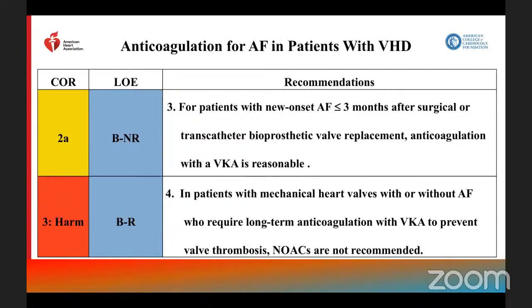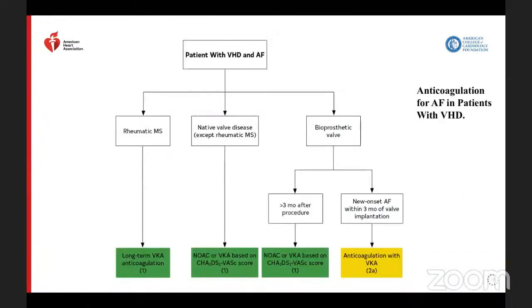But in patients with a mechanical heart valve with or without AF who require long-term anticoagulation with vitamin K antagonists to prevent valve thrombosis, the NOACs are still not recommended, class 3, harmful. This is just a diagram to summarize the anticoagulation for AF in patients with valvular heart disease. Rheumatic MS, still with vitamin K antagonist, and for mechanical prosthesis, we'll go with anticoagulation with vitamin K antagonist as well. So nothing was changed.